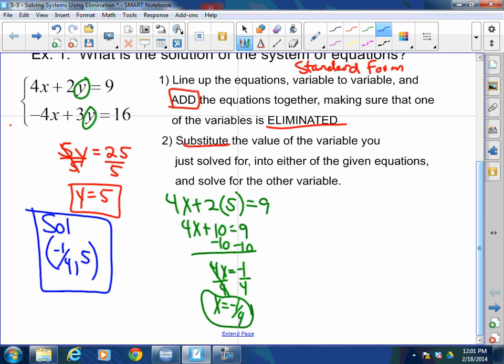Do you think you could check this like you did before? Of course you can. Let's just check it right quick just for giggles. If x is negative 1/4, 4 times negative 1/4 is negative 1. 5 is y, so plus 10. Negative 1 plus 10 does equal 9. It works. Negative 1/4 times negative 4 is positive 1. Positive 1 plus 15, because y is 5, does equal 16.